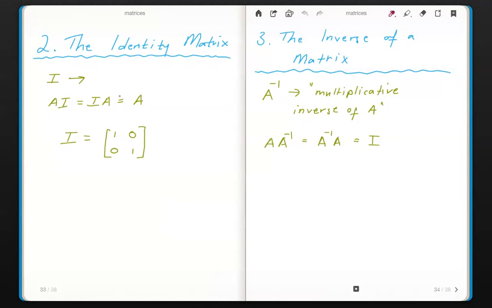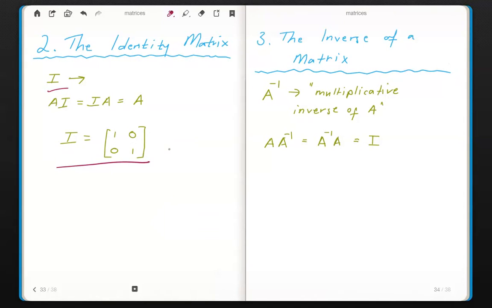Now we are going to look at the identity matrix. The identity matrix is something that we define so that if we have A times I, which is the identity matrix, it would be equal to I times A, which would just be equal to A. So it's almost like if A was a number, it's like multiplying it by 1. But I is a matrix.